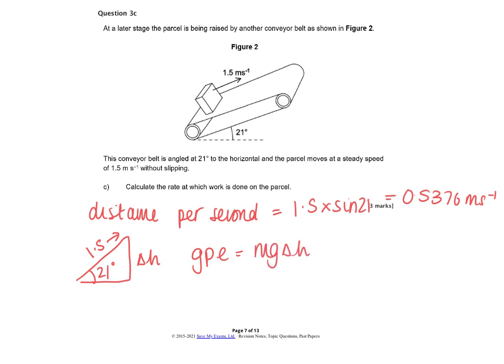mg delta h. So the mass of the parcel from earlier in the question is 23, times gravity, times the height that it goes per second. I realise that it's a speed there rather than a height, but it is the distance per second. And we're going to end up with 121 watts. So a watt is a joule per second.